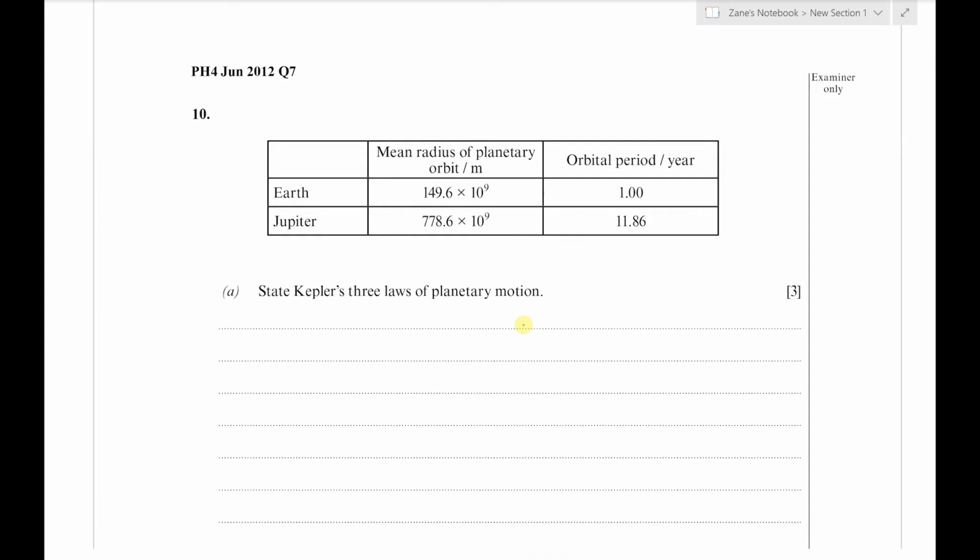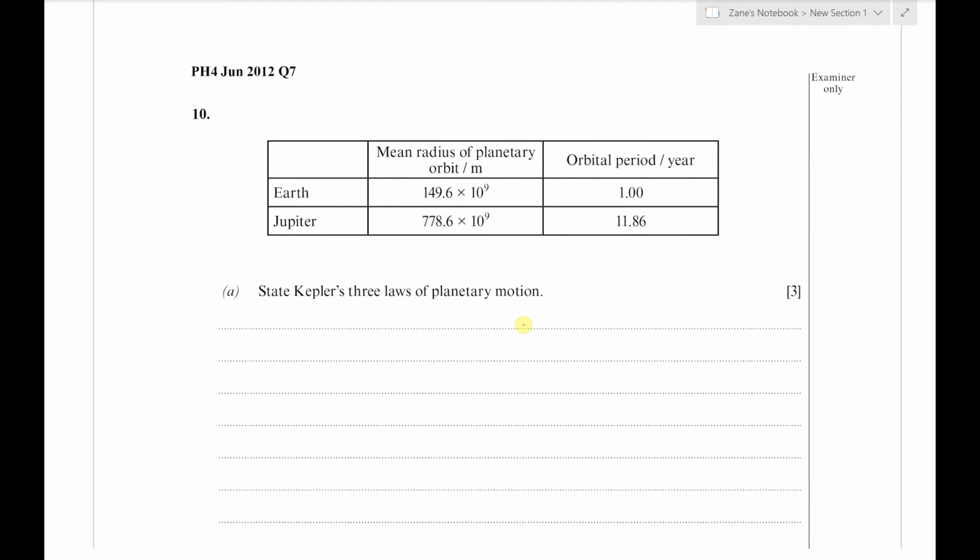This is question 7 from June 2012's Unit 4 paper, and it's a question on basically planetary orbits and Kepler's laws, and this sort of work is still in Unit 4. So we're given a table for Earth and Jupiter, given the mean radius of their planetary orbits and their orbital periods. And first of all, we're asked to state Kepler's 3 laws of planetary motion. It's important that we do learn these.